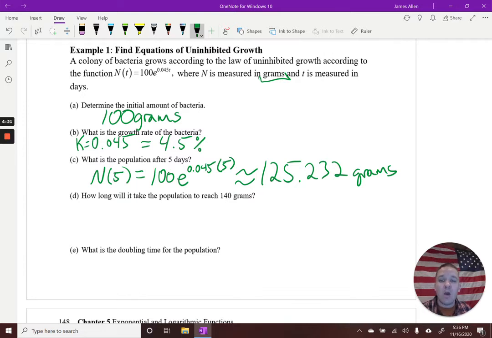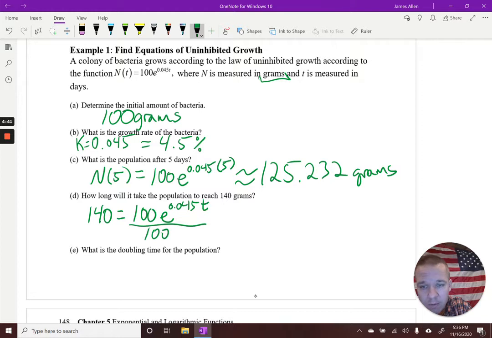So how long will it take the population to reach 140 grams? Now we're asking how much time? Well, we've got to set up an equation here. We're going to have 140 is equal to 100 e to the 0.045t. We don't know t this time. So I'm going to divide by 100 to help us solve for t.